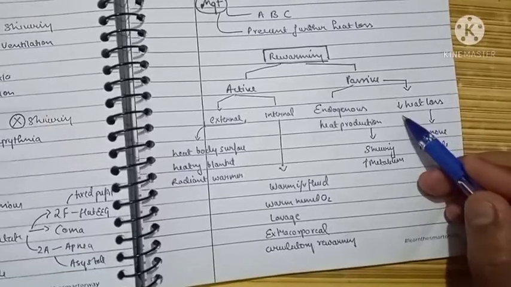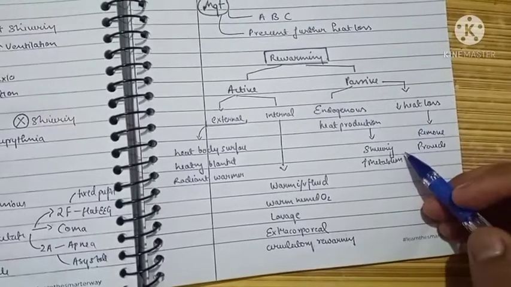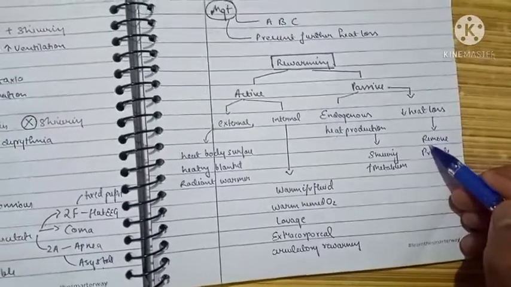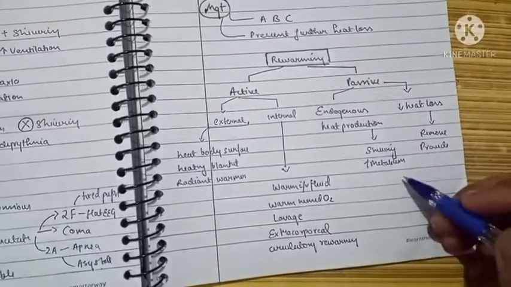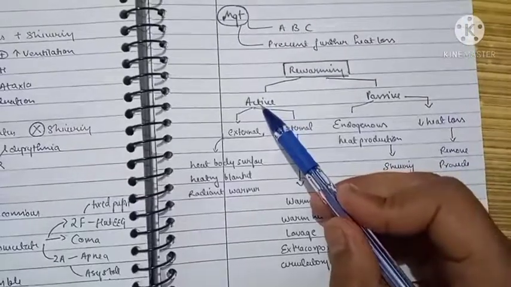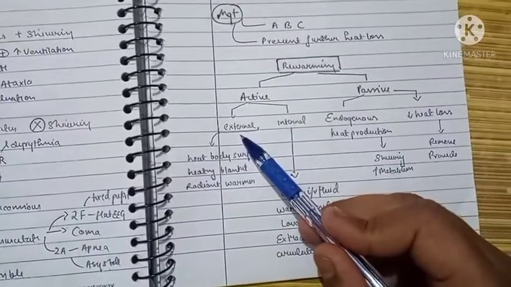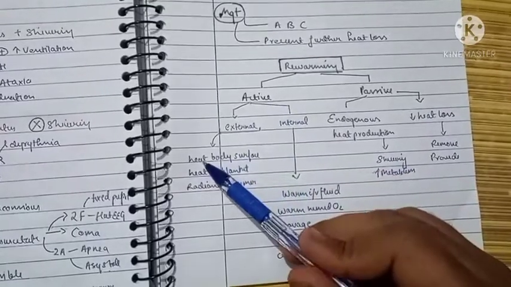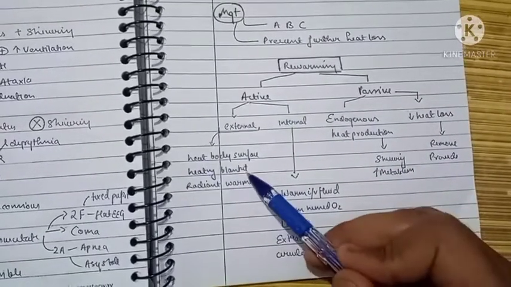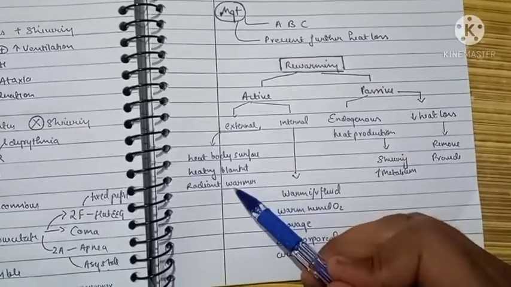Now we can also decrease the heat loss passively. How? We have to remove the patient from the cold surroundings and we have to provide him warm blankets. Talking about the active processes, they can be either external or internal. External active processes include heating the body surfaces or providing heating blankets or radiant warmers.